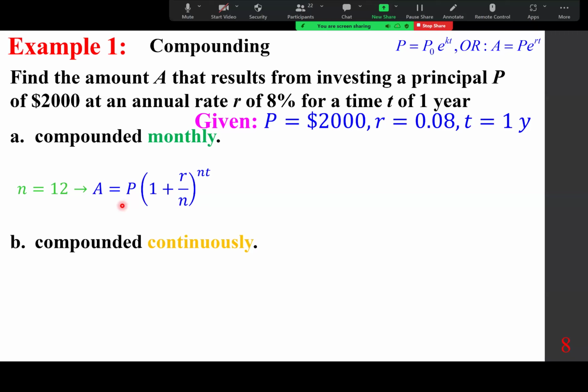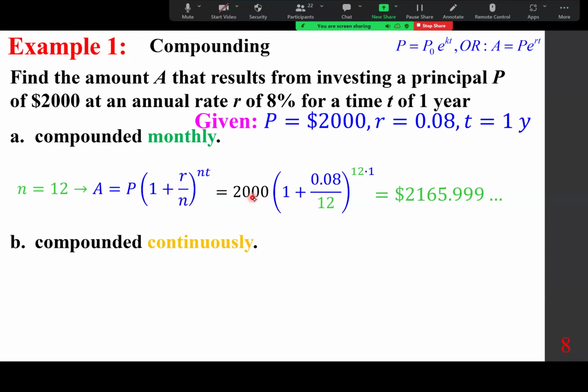You all remember this from algebra. So A equals P, replace it with 2000, times 1 plus r, which is 0.08, divided by n, which is 12, to the power of n times t, which is 12 times 1 year. And you just add these two, raise it to the power of 12, multiplied by 2000. You put it into a calculator, you get this one.